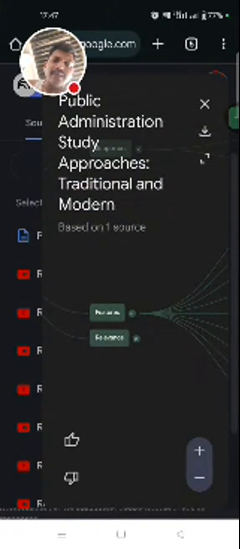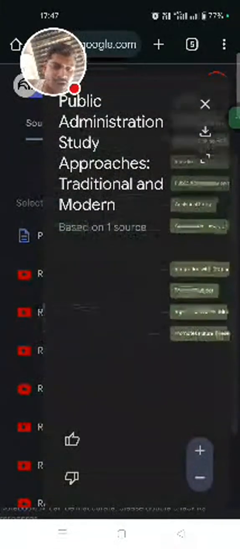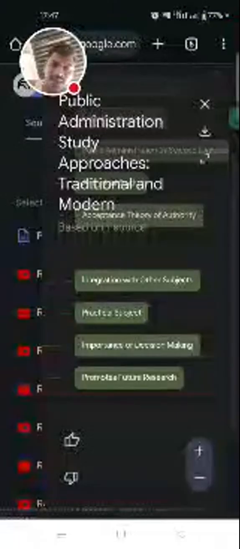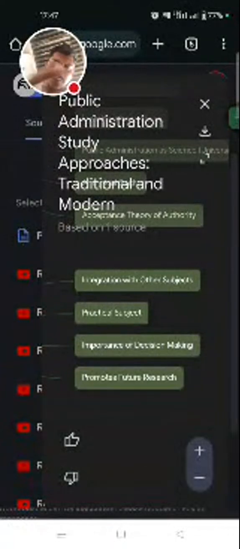Then comes the relevance of this behavioral theory. It is integrated with other subjects also, and public administration becomes a practical subject. The importance of decision making is found there, and promotion of future research is also there.